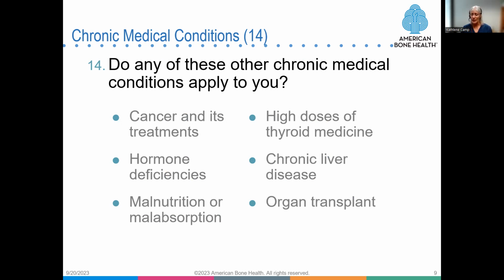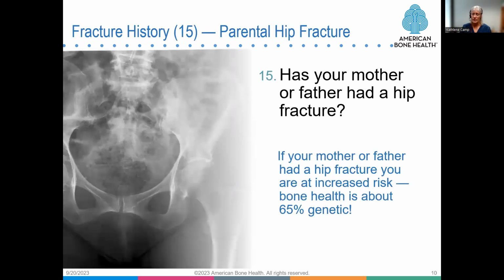of the osteoclasts, the cells that break down bone, and puts you at an increased risk for fracture. Chronic liver diseases are associated with bone loss due to decreased bone formation or increased bone resorption. An organ transplant, the use of immunosuppressant drugs for life, increases fracture risk. And finally, fracture history, yours and your parents.